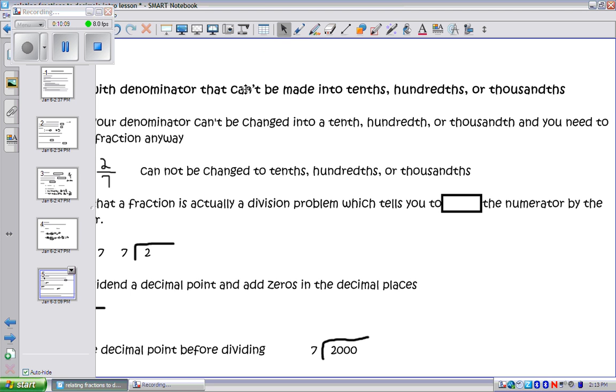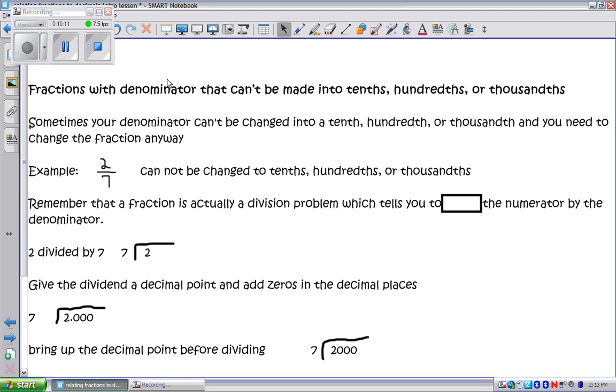Now, we've got another problem. What happens when we deal with fractions with denominators that can't be made into tenths, hundredths, or thousands? Sometimes you're going to have that problem. You're going to need to change the fraction to a decimal anyway to be able to work with it the way you want. So let's talk about the example of 2/7. There's no way I can ever change that denominator of 7 into a tenth, a hundredth, a thousandth, a 10,000th, anything like that that I'm going to be able to work with and make it into a decimal. So there's got to be something else I can do.